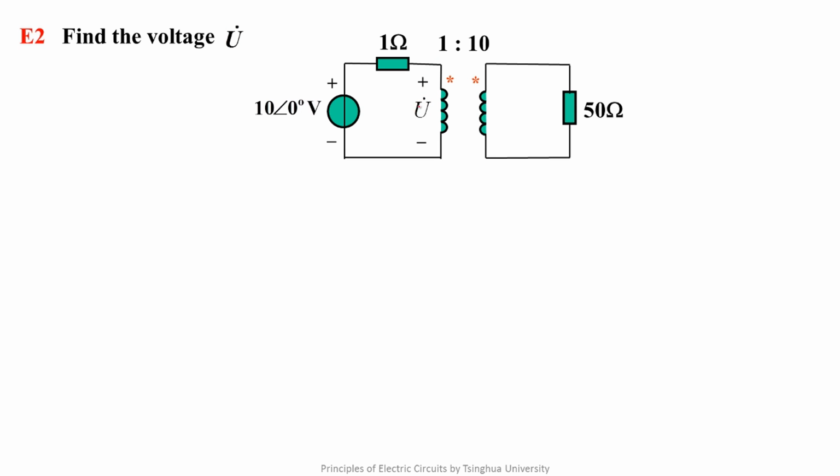We can certainly list two port equations of the ideal transformer, listing a KVL equation at the primary side and a KVL equation at the secondary side. Coupling these four equations, we can find U. But here I would like to introduce you to a more concise and intuitive solution method.